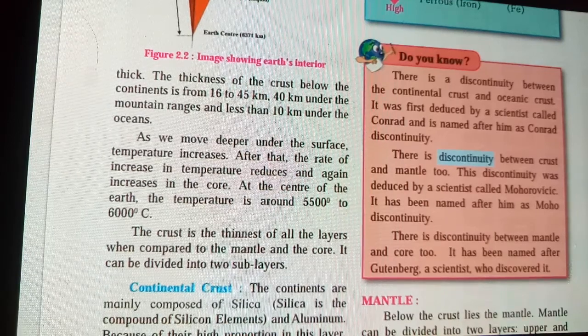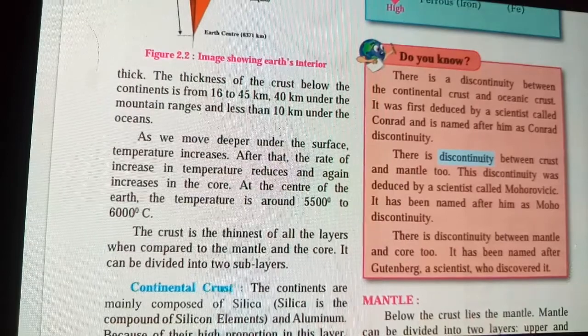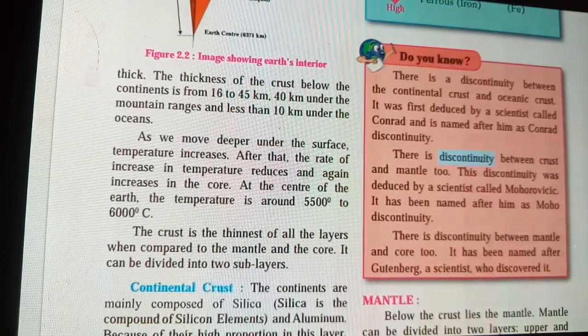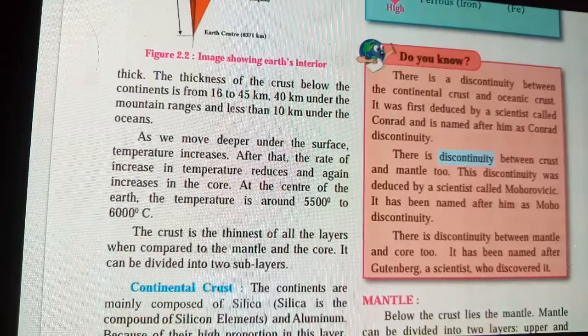The crust is the thinnest of all the layers when compared to the mantle and the core. It is not thick, it is the thinnest layer when we compare it to the mantle and the core of the Earth. The crust can be divided into two sublayers. That information we will discuss in the next video.